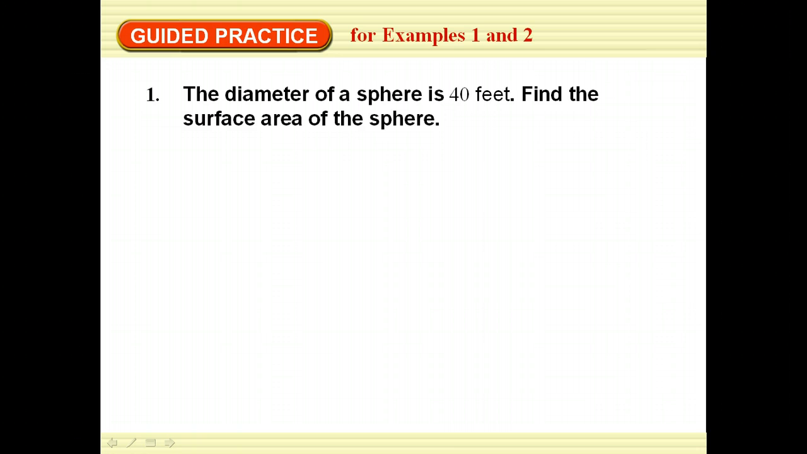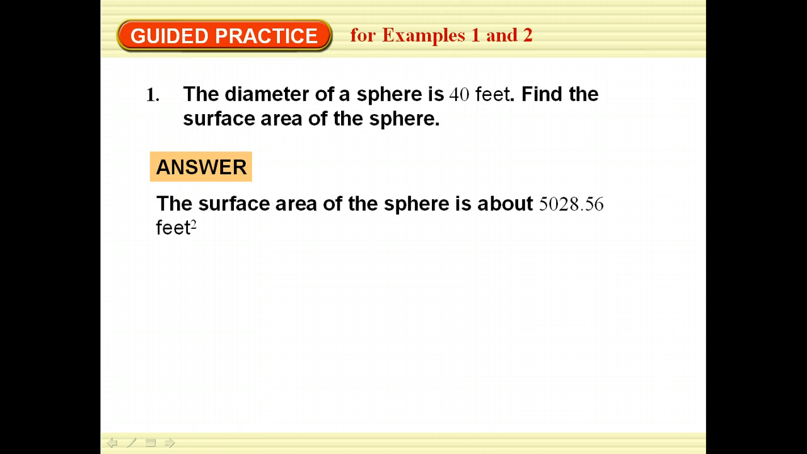So here's one for you to try. Diameter of a sphere of 40 feet. Find the surface area of the sphere. The answer is that the surface area is about 5,028.56 square feet. How did we get that? We said that the surface area is 4 pi r squared. If the diameter is 40, then the radius is 20. So what we get is 4 times pi times 20 squared.